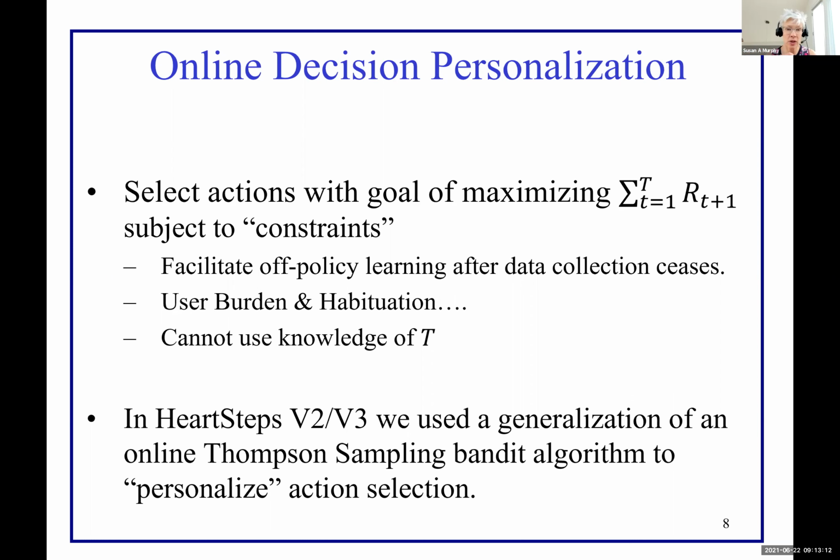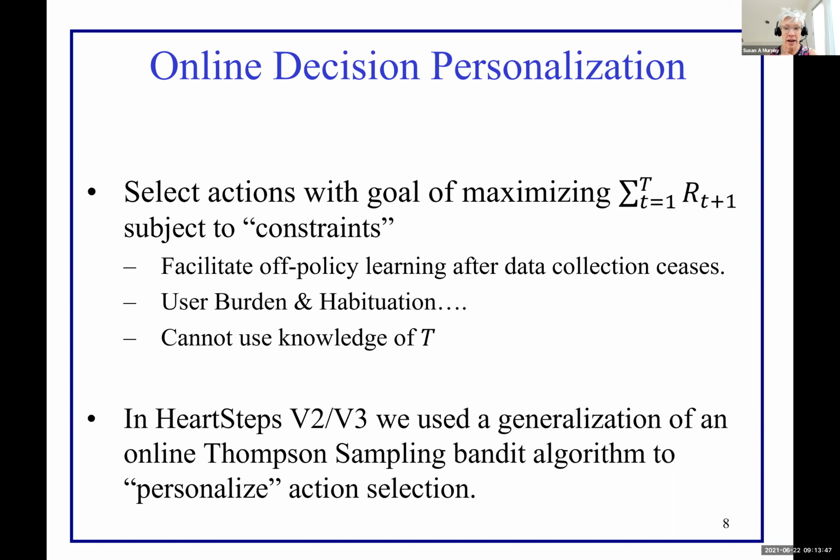Now, this is subject to a lot of constraints, and these constraints in the end mean that although we're interested in reducing regret, minimization is not the goal in these kinds of studies. In particular, we want to be able to facilitate off-policy learning after data collection ceases. This will be critical. There's a wide variety of collaborators, and each one has a different type of analysis they would like to do after the study is over.